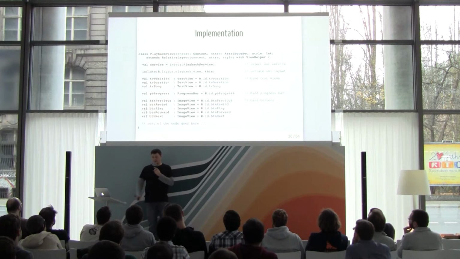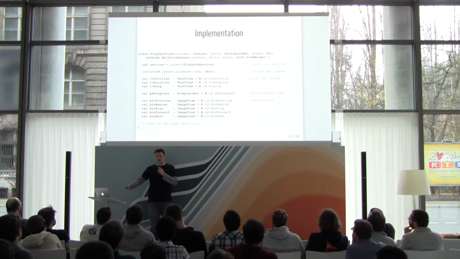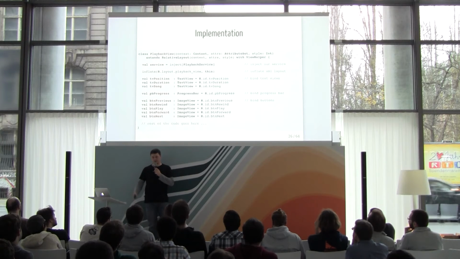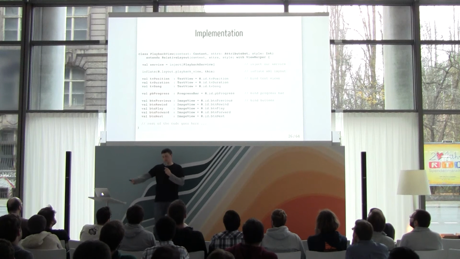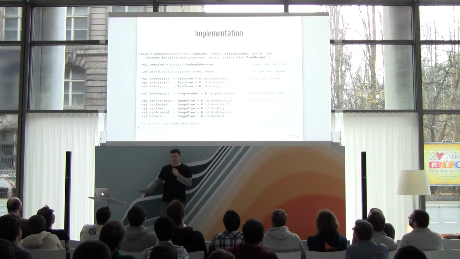Or there are some implicits which allow me to write binding for views this way. I just create a variable with the type text view and assign ID from our Java. View helper takes care of that, of calling find view by ID.